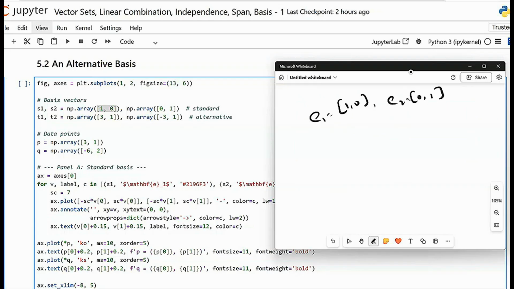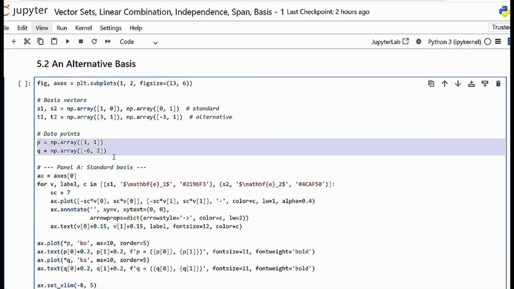And coming to T1 and T2, it is an alternative basis, defined as T1 equal to (3, 1) and T2 equal to (-3, 1). So that is how it is defined. And yes, these are still linearly independent and, of course, span R2, the two-dimensional space. Kindly observe, dear friends, these are our two data points in this two-dimensional space.